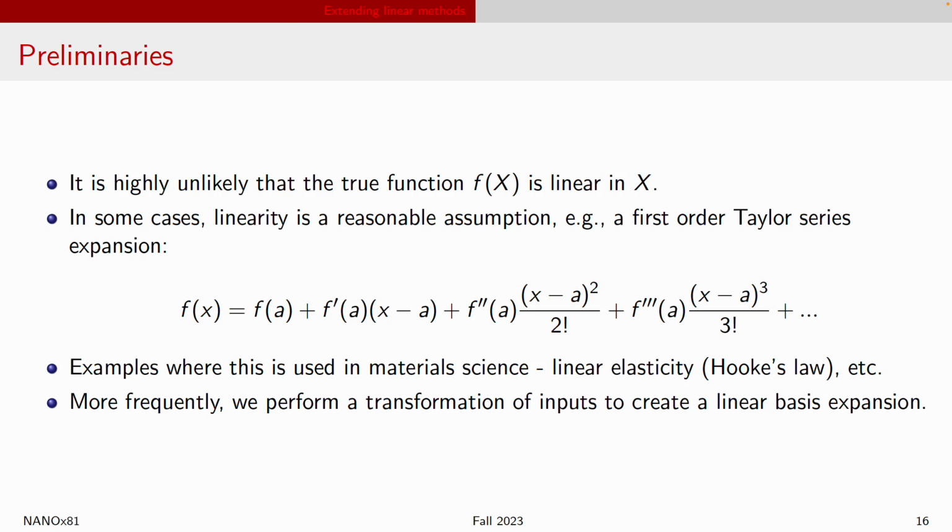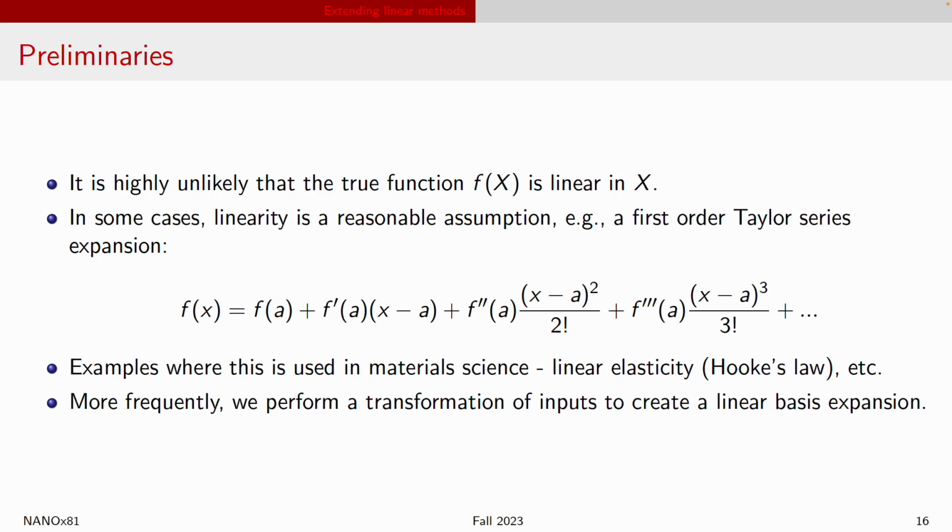So in some cases, linearity is a reasonable assumption. For example, if you look at a first order Taylor series expansion about the equilibrium point a, f of x is just equal to f of a plus the derivative of f with respect to x at a times x minus a, and then the second derivative at a divided by 2 factorial times x minus a squared, and so on and so forth.